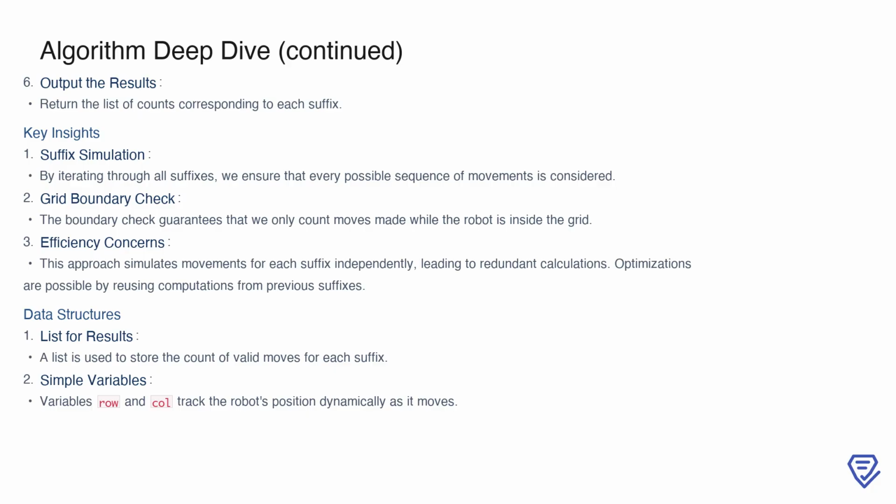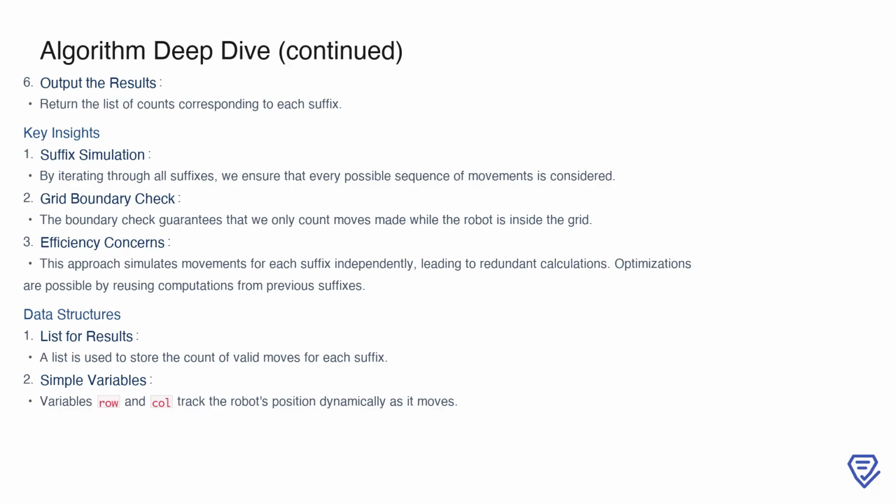This approach ensures that every possible sequence of movements is taken into account, allowing us to compute the desired result for all suffixes. A few important insights can be drawn from this algorithm. First, iterating through all suffixes guarantees that we evaluate the robot's movement for every possible starting point in the instruction string. Second, the grid boundary check is crucial for ensuring that only moves made within the grid are counted.